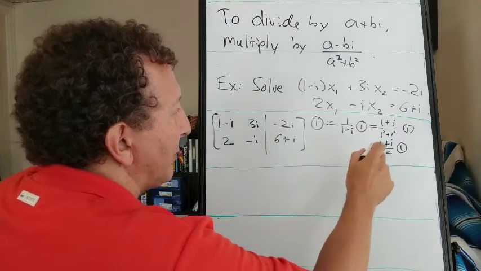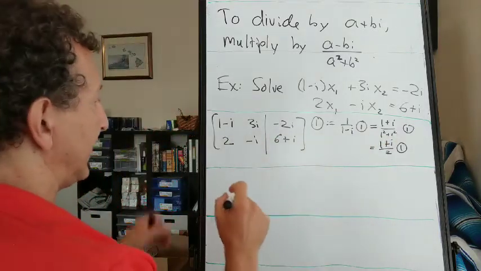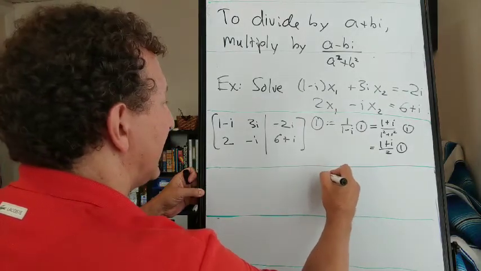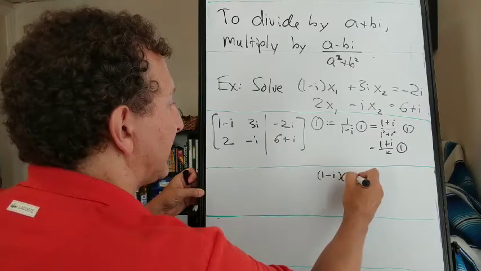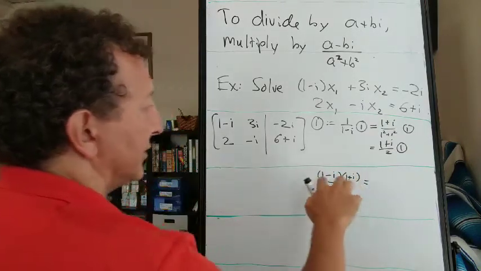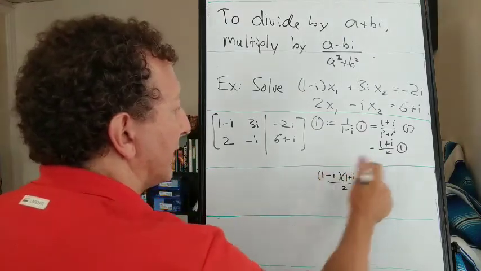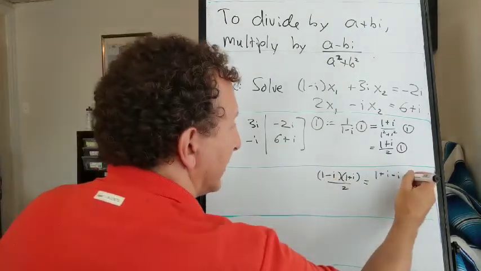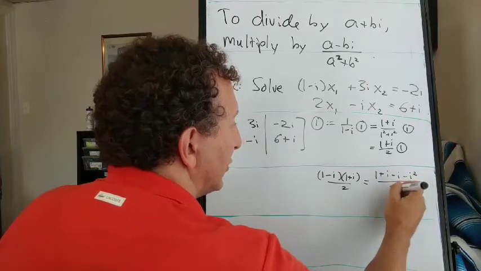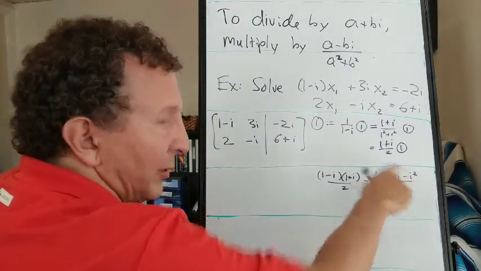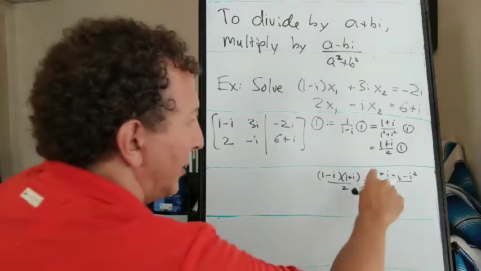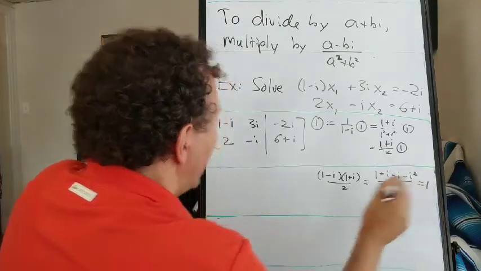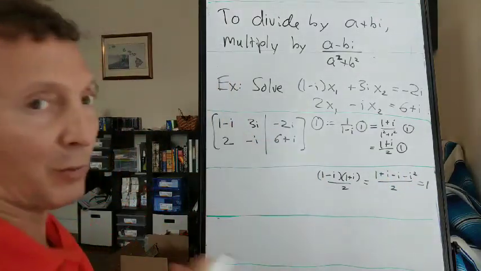So we're going to multiply row 1 by 1 plus i over 2 to get, well, 1 minus i times 1 plus i over 2 is, we've got 1 plus i minus i squared over 2. i squared is negative 1, so minus i squared is plus 1. 1 plus 1 is 2. i minus i is 0, so we've got 2 over 2, which is 1. Which is good, because that's the whole reason we divided by 1 minus i, because we wanted to get a 1 here.